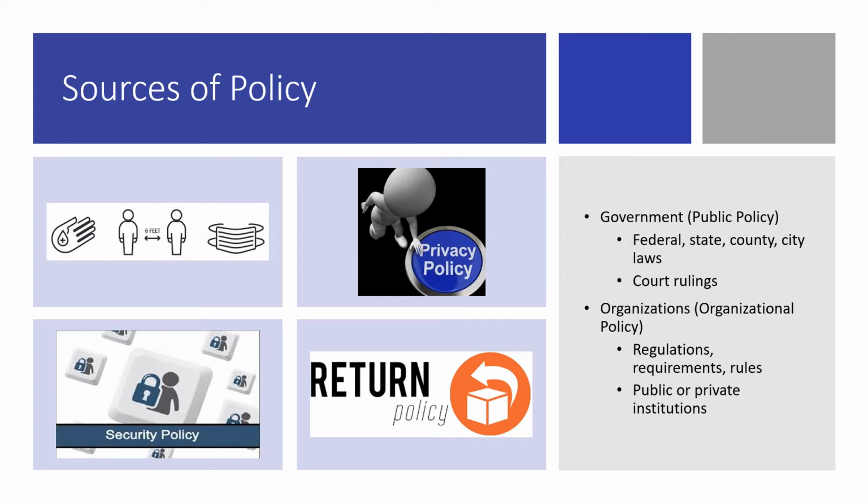So obviously, policies are all around us, and this is just about policy in general. Where policies come from is first our government, and that's called public policy because the public can influence the policy most of the time. So that's laws at the federal, state, county, and city level. And it's also court rulings, like Supreme Court rulings and also lower court rulings. Other sources of policy that aren't laws come from organizations, which is called organizational policy. This is various regulations, requirements, and rules, right? So a business has a policy on what you can return. A school, maybe a private school, has a dress code policy. Certainly we are seeing lots of public and private policies now around COVID. So that gives us a sense of where policy comes from and what it is in general.